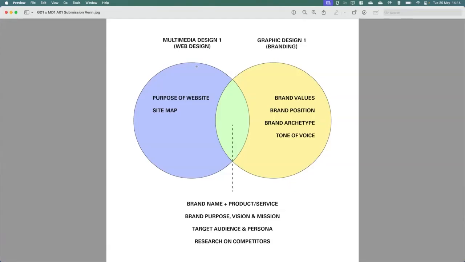For MD1, for web design, your submission is the proposal slides and a video presentation. But for graphic design one, next week is week 5, we will have a presentation in class, physical. All of you will present for maybe 5 to 8 minutes your slides for branding. All of you will come up, introduce yourselves, what is your brand, everything. 5 minutes.